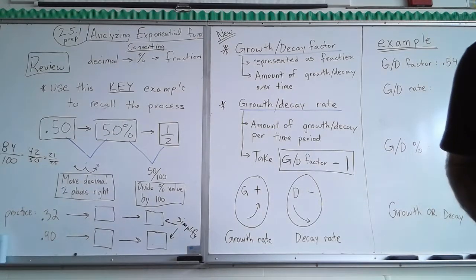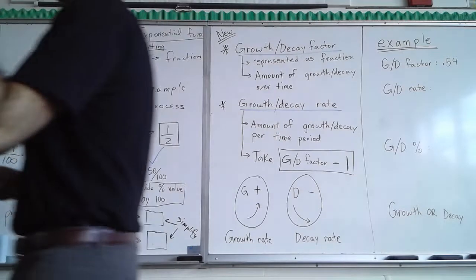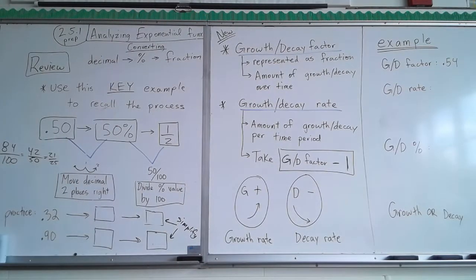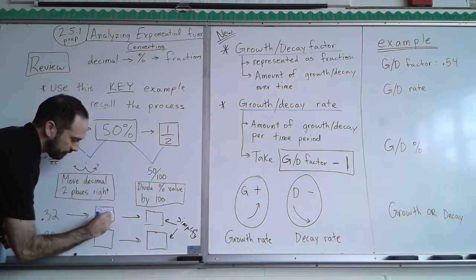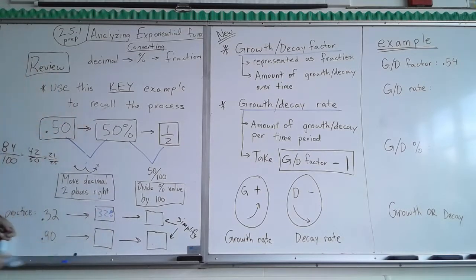Good. Already done with both? Okay. All right. Jason, help me out. 0.32 as a percentage. 32%. Okay. That one's the quick one. All right. How about as a fraction? 32 over 100, which goes to 16 over 50, which goes to 8 over 25.